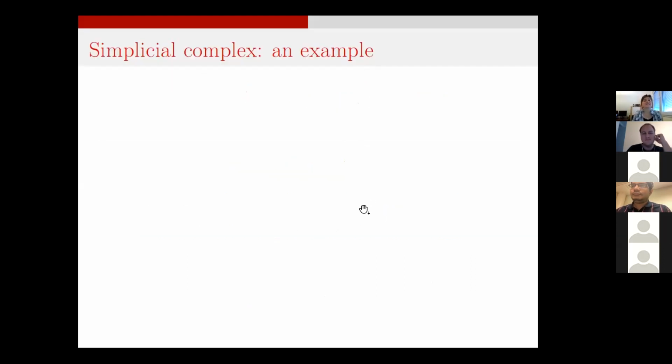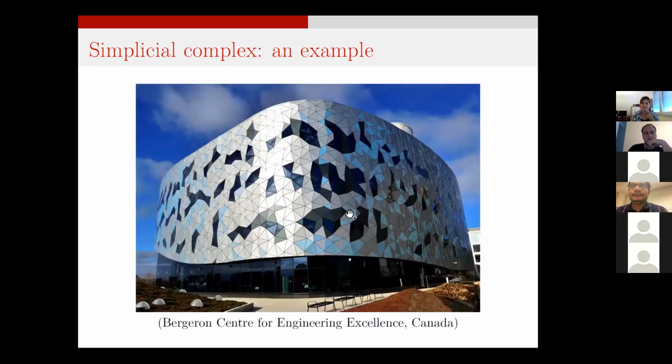Great. So a simplicial complex is the basic object. So let's warm up with a short introduction. And I like to start with a picture as an example. So this facade is a simplicial complex. It's a building in Canada, and it really represents a simplicial complex of dimension 2. So we have triangles and maybe some edges, nicely glued.